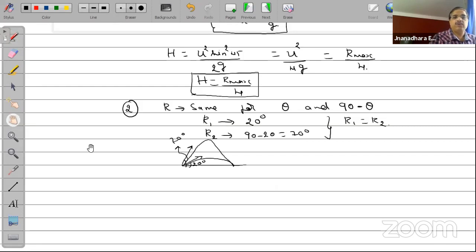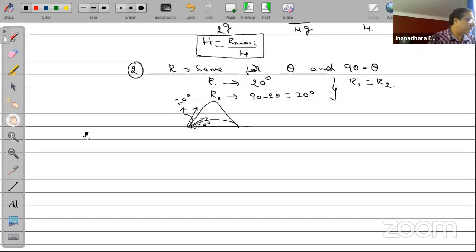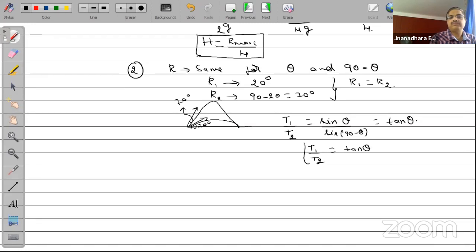Now, the point to be noted here is a very important one. When this particular case is satisfied for theta and 90 minus theta, what will be the ratio of the time of flights? This will be equal to, see, everything is constant except sine, right? So this becomes sine theta by sine 90 minus theta. And sine 90 minus theta is cos theta, and therefore this turns out to be tan theta. So what will be the ratio of the time of flights in the two cases? Tan theta.